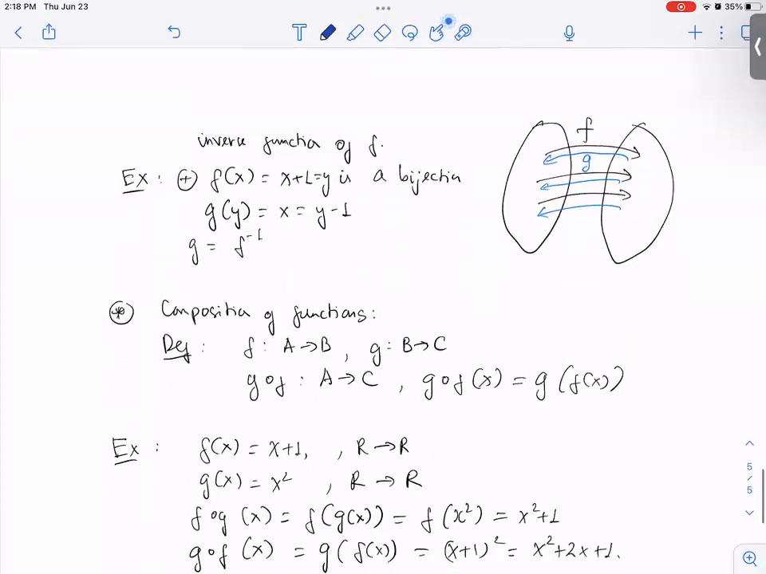So for example, take the function f(x) equals x plus 1. So denote the y variable here as y equals x plus 1. Then we can deduce that g(y) equals x, which equals y minus 1. So g here is the inverse of the function f.